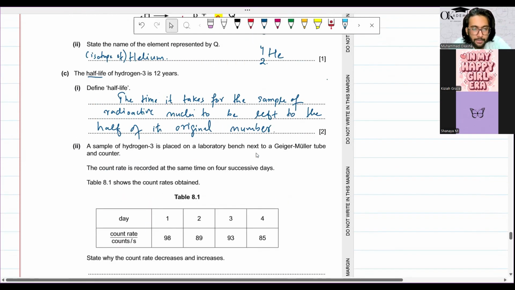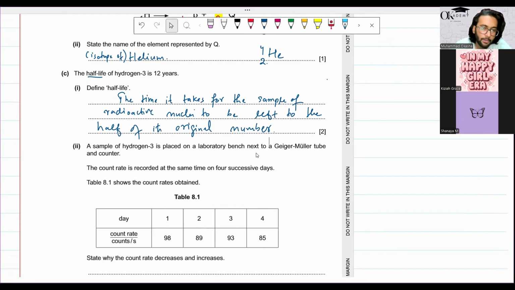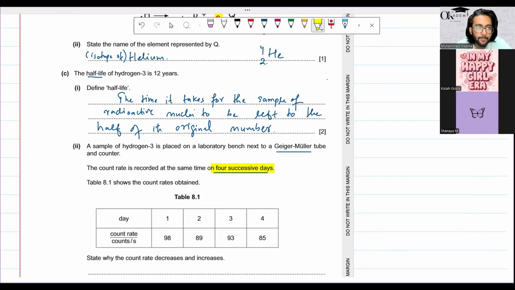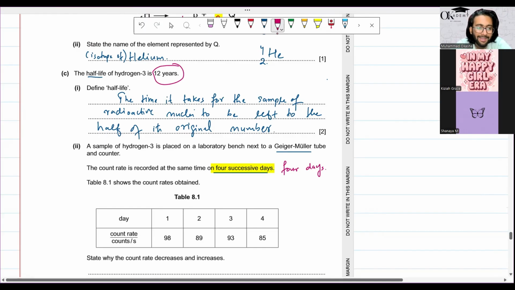A sample of hydrogen-3 is placed on a laboratory bench next to a Geiger-Muller tube. This is a GM tube, which tells you how much radiation is going on. It's a GM tube and a counter. The count rate is recorded at the same time on 4 successive days. Now, if you think about it, we are judging them on the basis of just 4 days, while the half-life is 12 years. So 4 days is peanuts compared to 12 years.